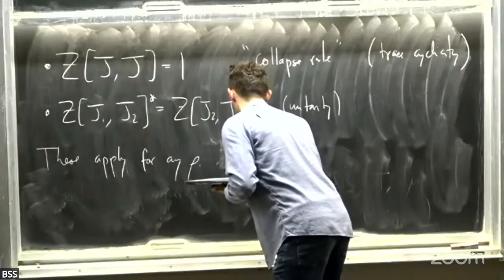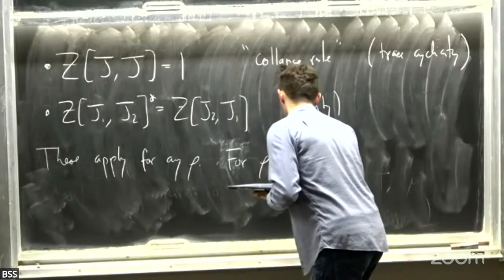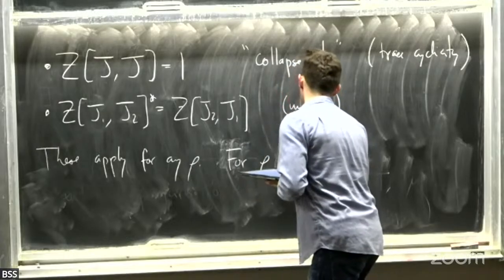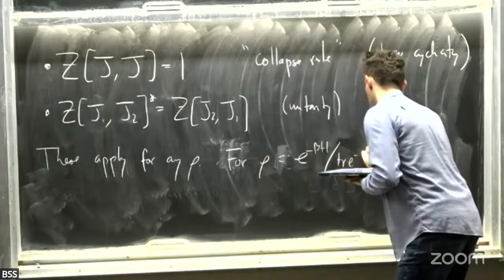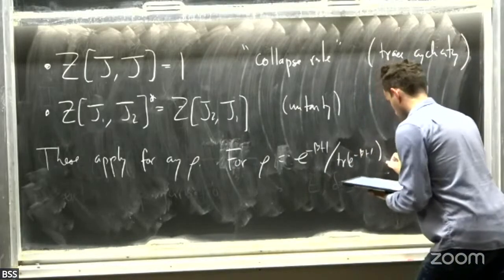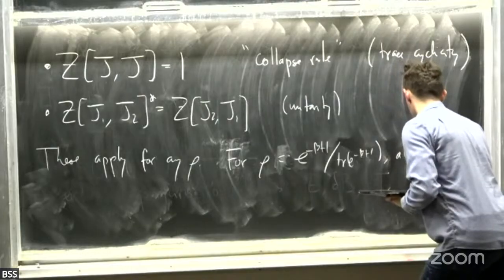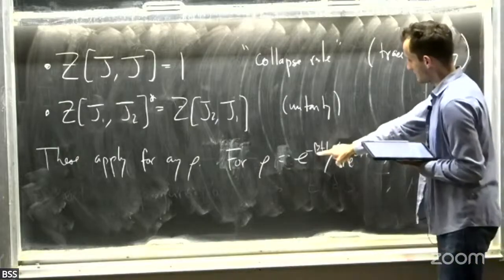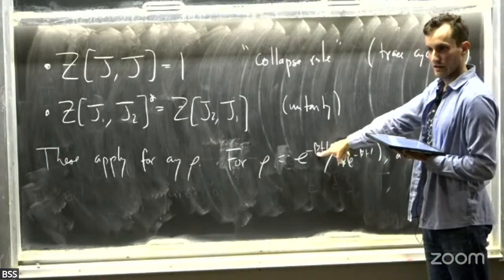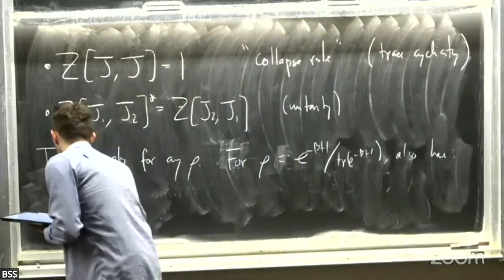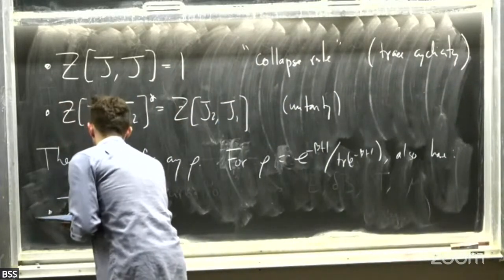a thermal density matrix, for example, e to the minus beta H. And in this case, there's another property, which comes from the fact, again, that e to the minus beta H is like evolution in imaginary time by i beta. There's another property called the KMS condition.